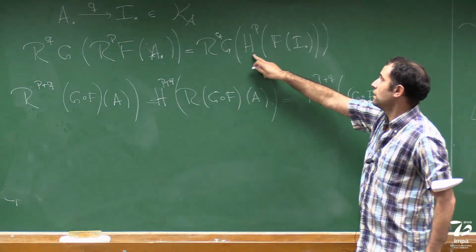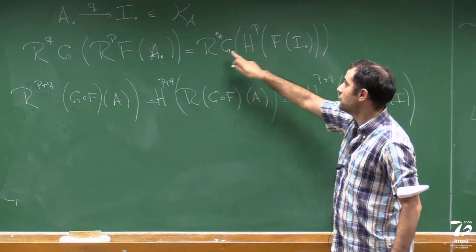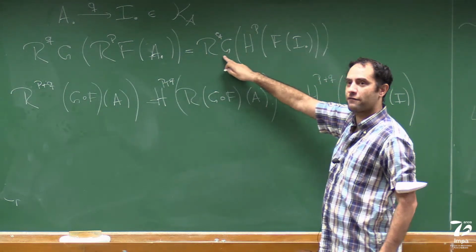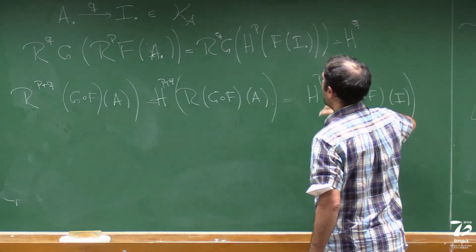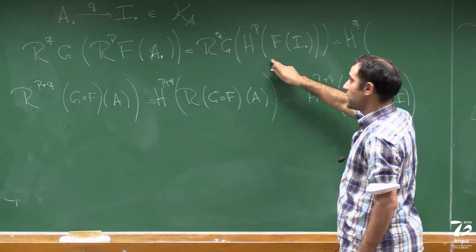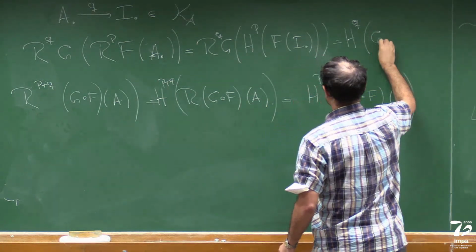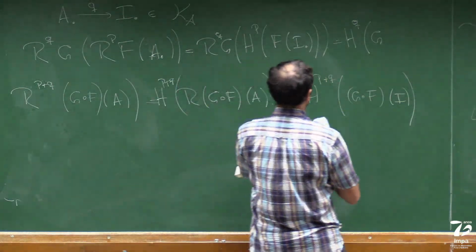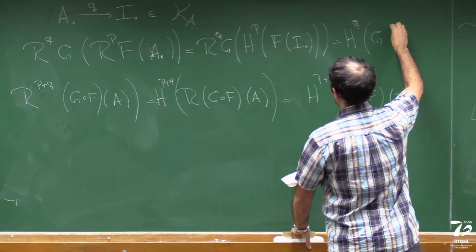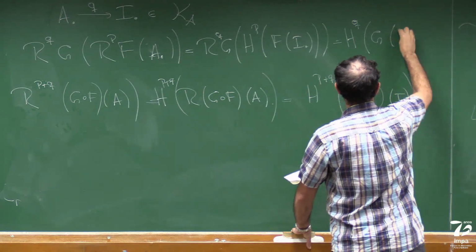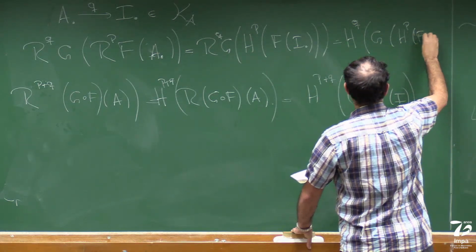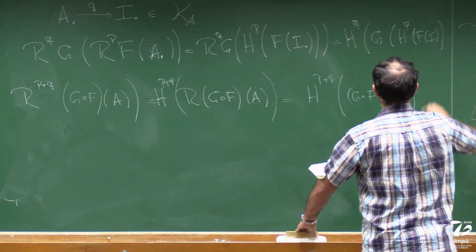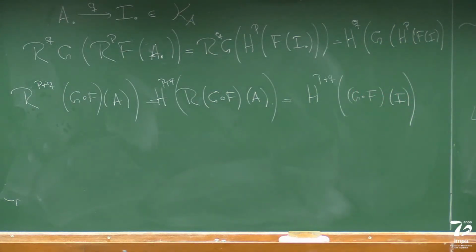And now again, this is an object. So what is the qth derived functor of G applied to this object? Well, this is the qth homology of G applied to this object, of G applied to H^p of F(I).